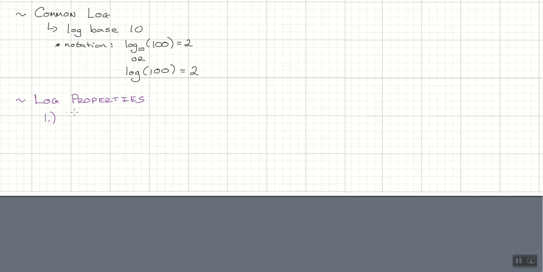Log base A of 1, no matter what we pick for A: to what power spits out a 1? 0. Now I'm going to say for all A greater than 0, but I'm going to use fancy notation. For all A greater than 0. We will not take the log of a negative number.